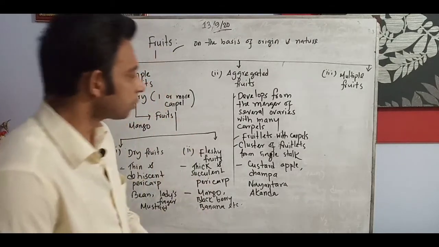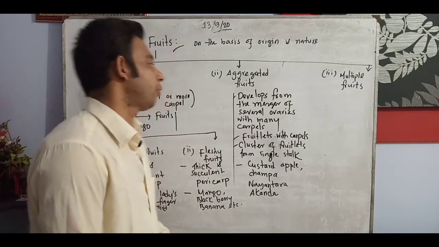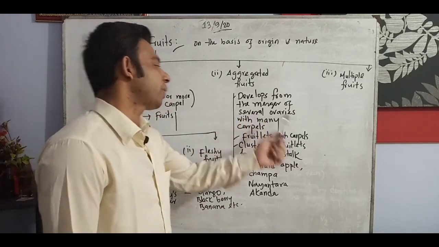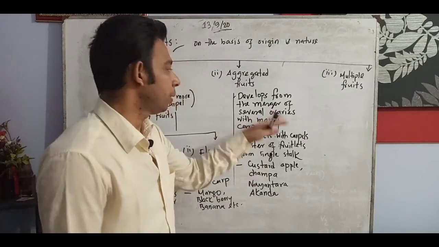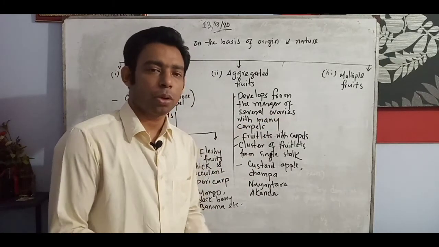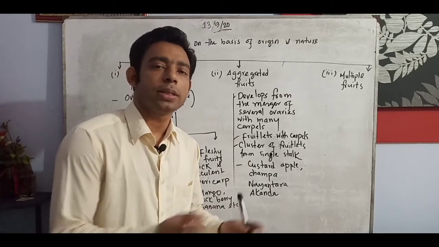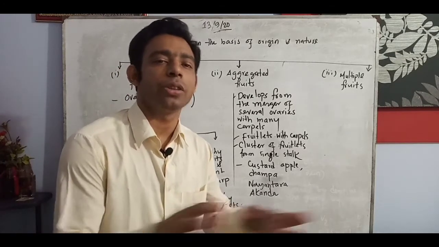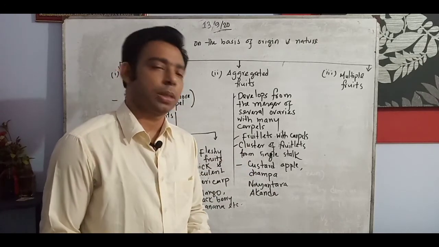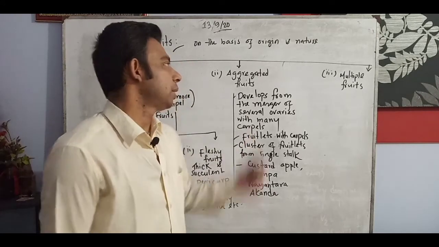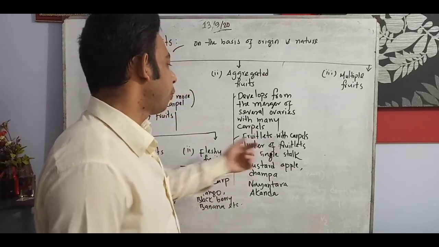So aggregated fruits, what we actually need to know here, develop from the merger of several ovaries. Merger means merge, that means convert. When many ovaries, not only a single ovary, convert or merge with many carpels, that time it is called aggregated fruits. Can you repeat and remember that?